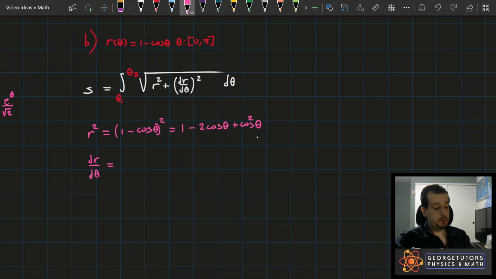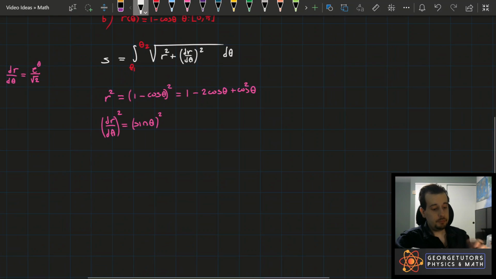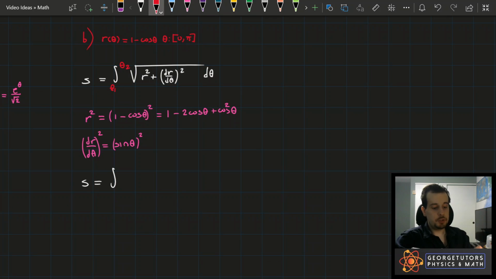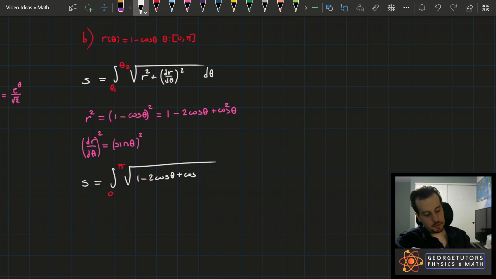First of all, let's take the derivative. The derivative of 1 minus cos theta is literally just going to be sine theta. And if you square that, then we get sine squared theta. So if I put these components into my integral, I know that I'm integrating from 0 to pi. And then I have r squared, which turned out to be this. Don't forget your square root. 1 minus 2 cos theta plus cos squared theta. And then we add the derivative with respect to theta squared, which turned out to be this.